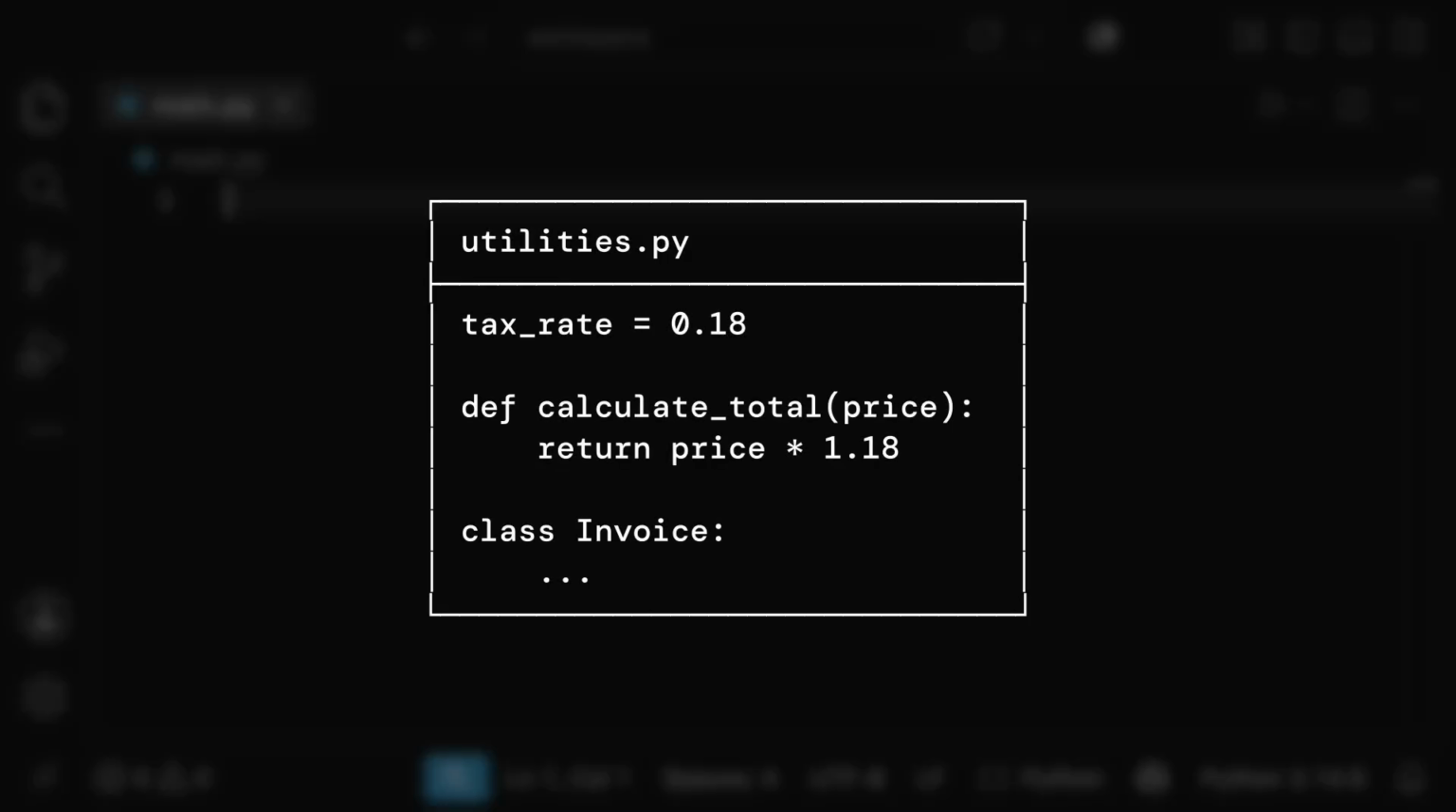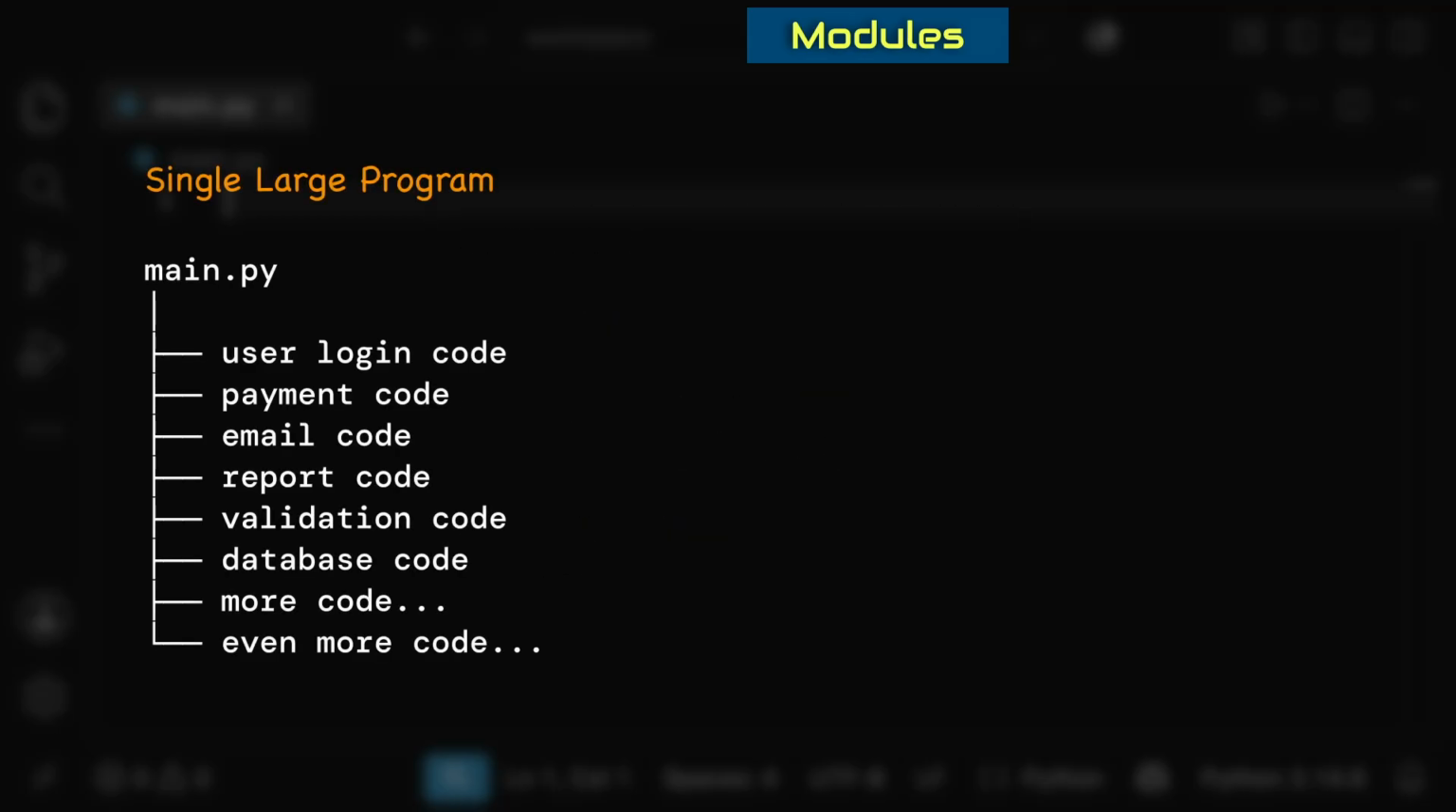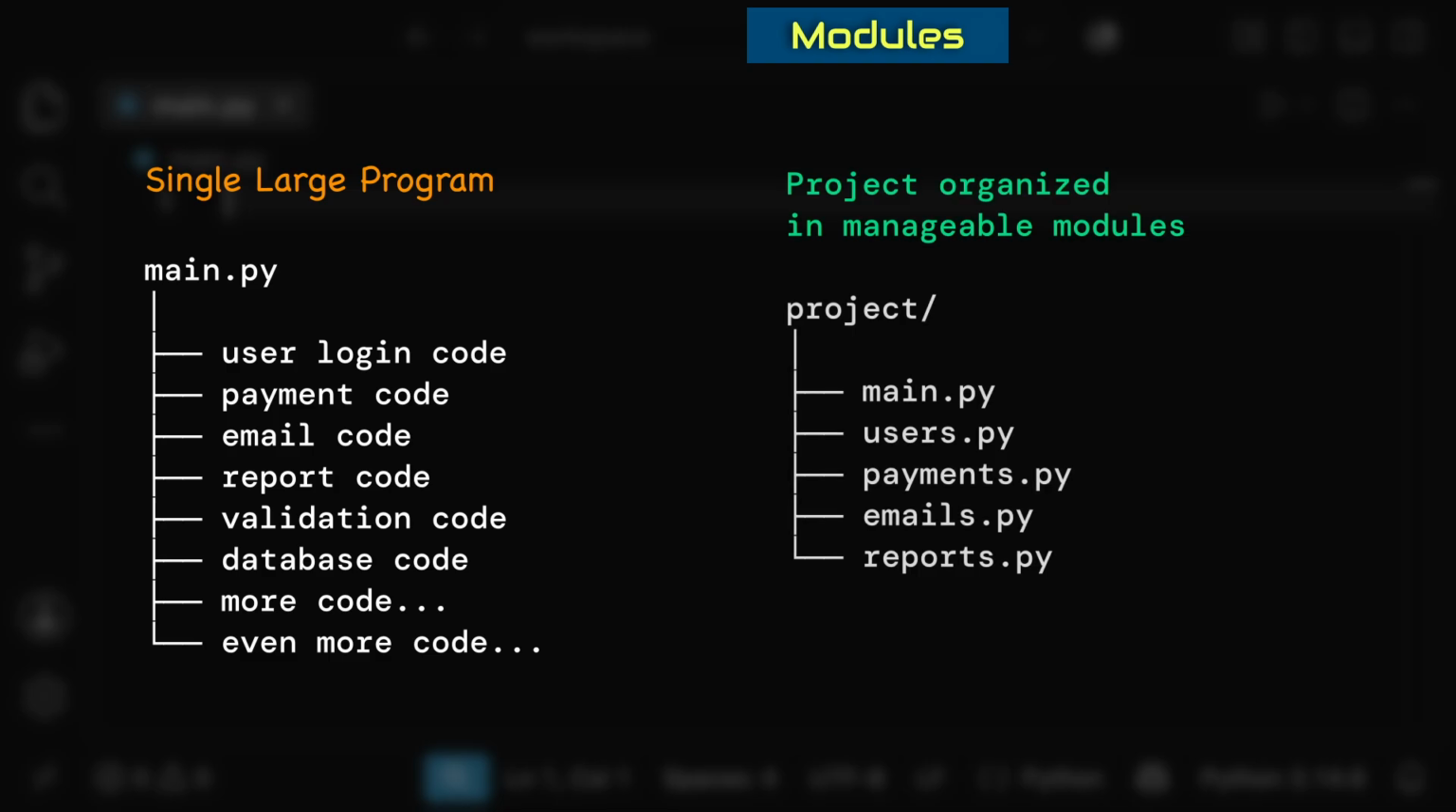A module is a Python file that contains reusable code. A module may contain variables, functions, classes, or other Python statements. Modules help us organize large programs into smaller files. They also allow us to reuse code without writing it again.